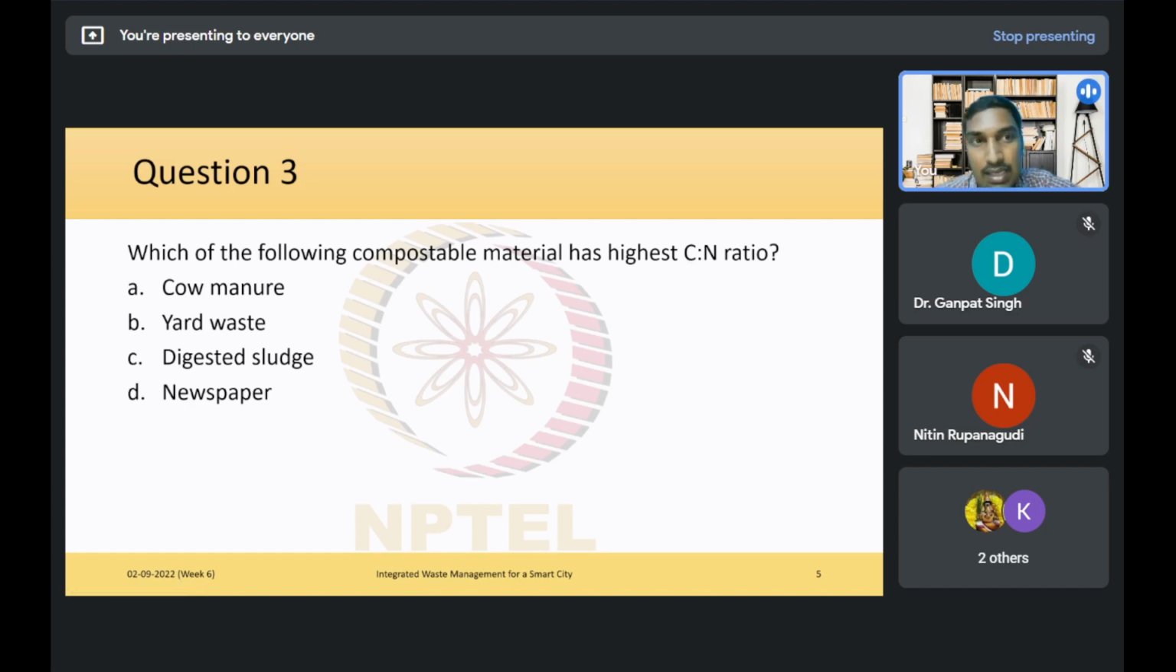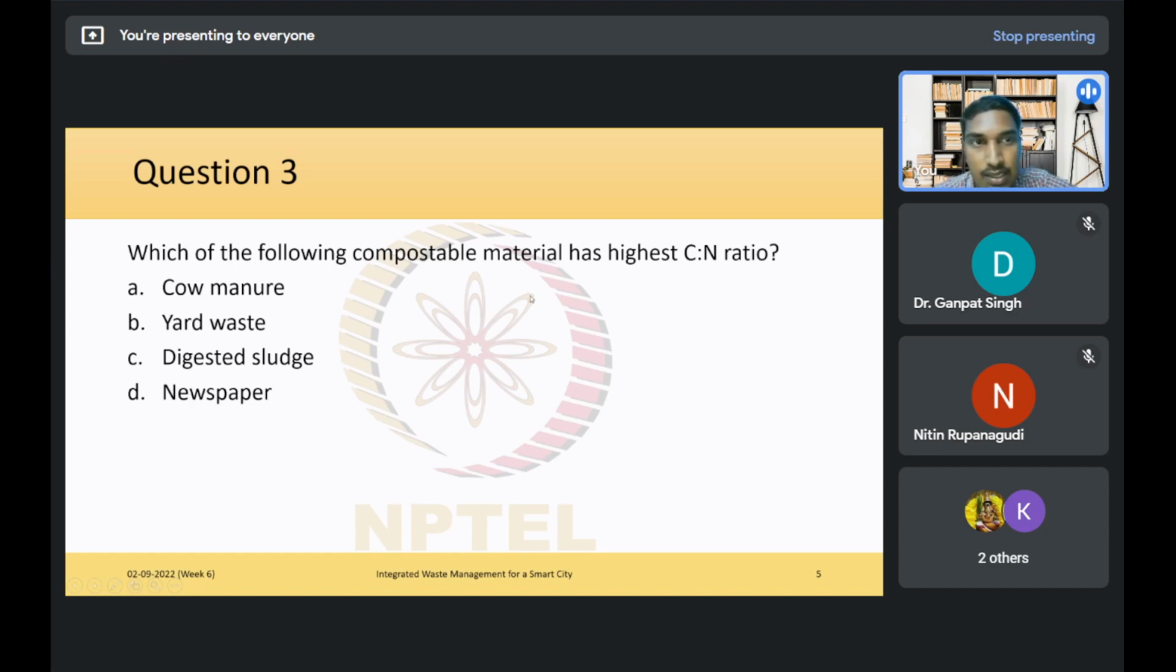We are not talking about the individual elements' quantity in these materials. We are talking about the ratio, right? So the ratio has to be highest. For this ratio to be high, two things need to be there. One, it can be due to a high amount of carbon and a low amount of nitrogen. Because this is a ratio, when the numerator, the carbon content, is higher and the nitrogen content is lower, the carbon to nitrogen ratio will be higher.